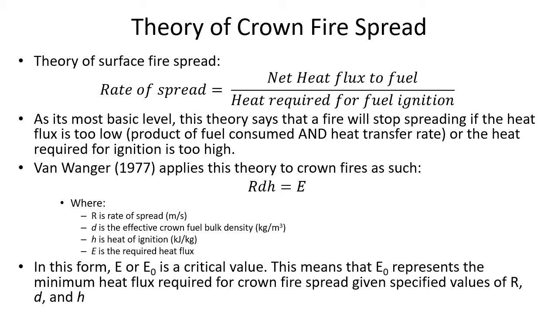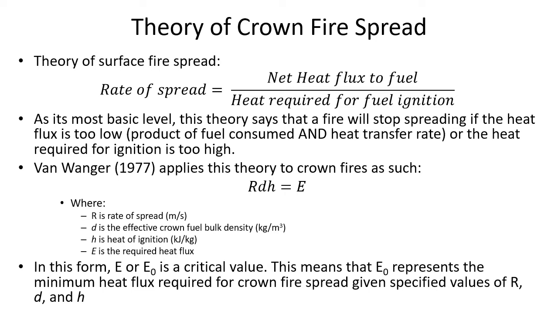So now let's just think about this as a theory of crown fire spread. As we spent a lot of the earlier part of our semester talking about this theory for surface fire spread, right, where the rate of spread of our surface fire is really dictated by how much heat flux the fuel particles ahead of that fire line are receiving, and then how much heat is actually required to ignite those fuels, right? And so as we increase either the heat flux or we decrease the heat required for fuel ignition, that fire is able to spread faster.